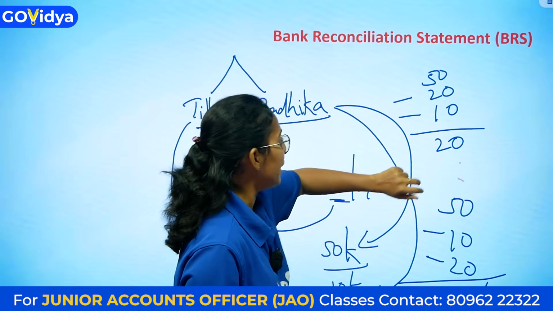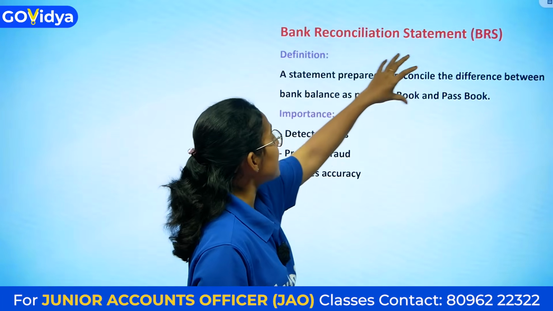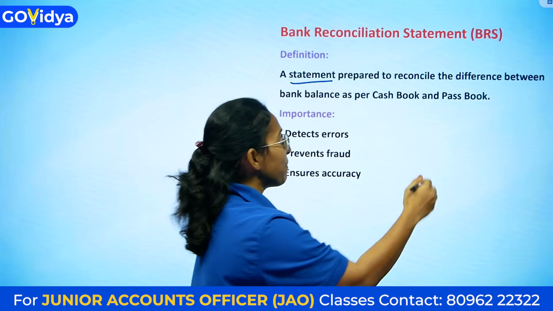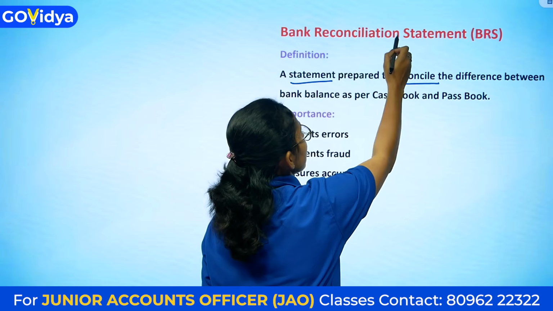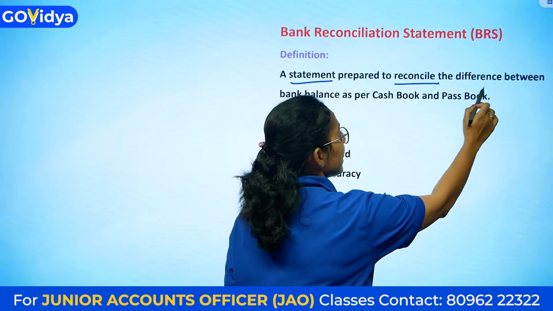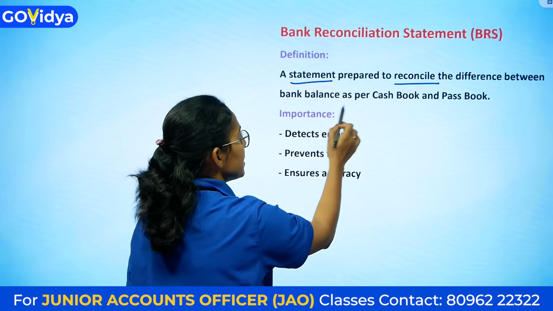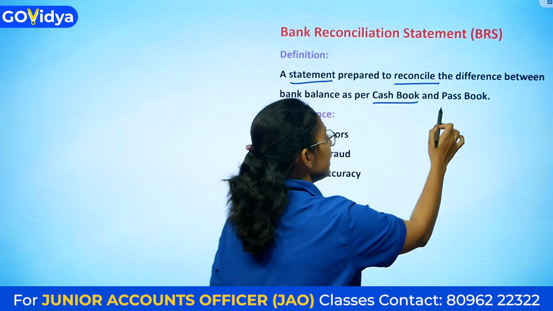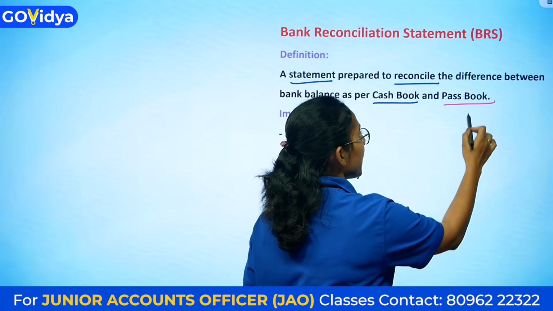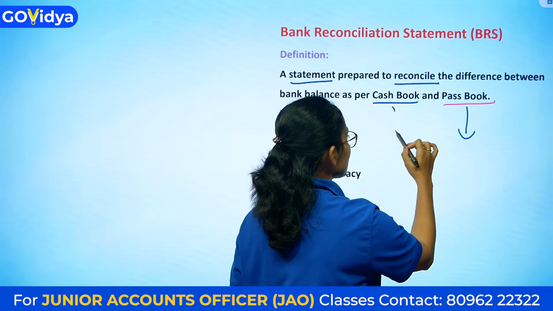So let us come to the definition now. Bank reconciliation statement is nothing but a statement which is prepared to reconcile. The name itself says it, right, it's a reconciliation. So what are we going to reconcile here? The difference between the bank balance as per the cash book and the passbook. So what is this cash book and passbook?